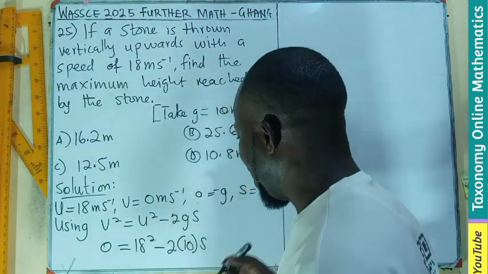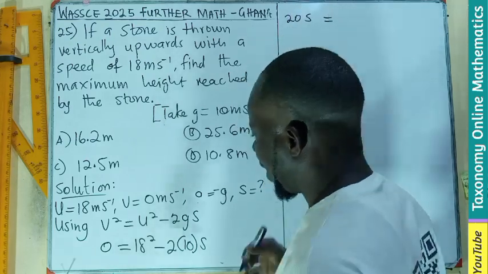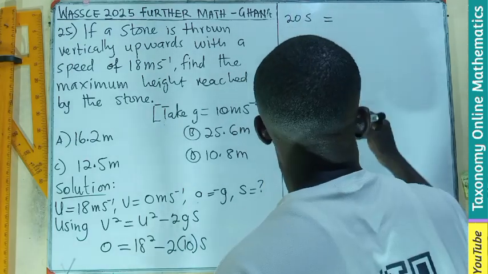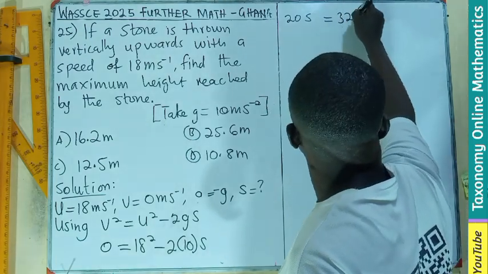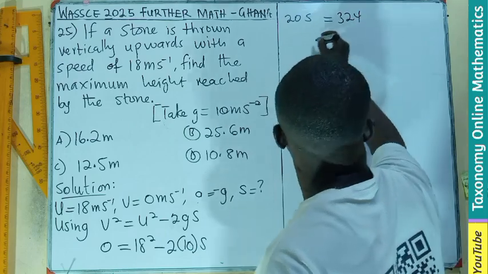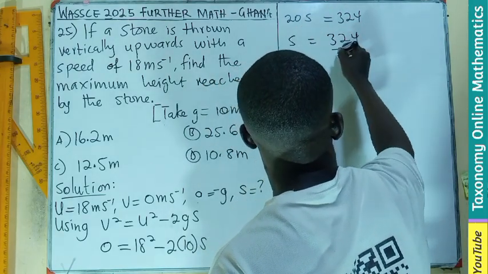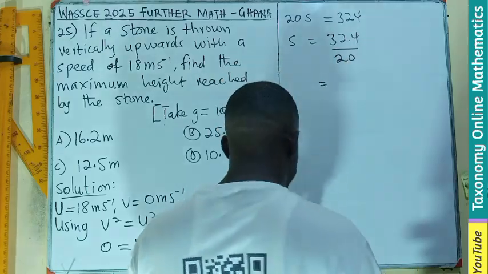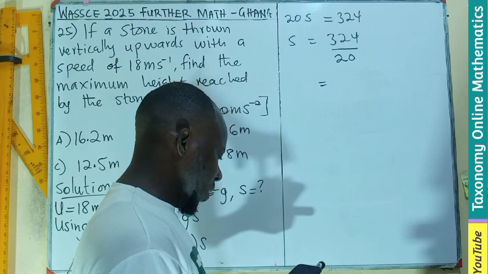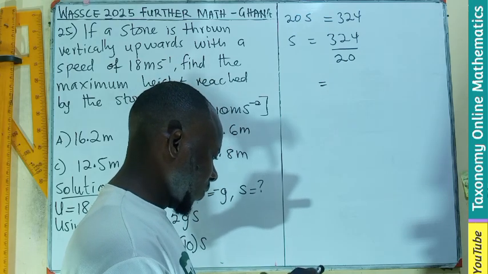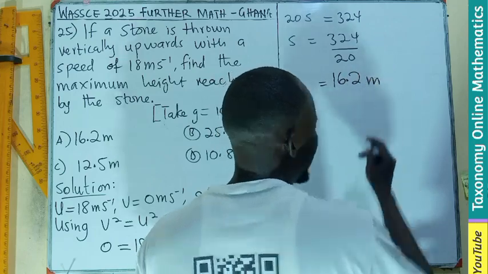So let's see. I have 20s equals to 18 times 18. Let's see. That will be, I think, 324, right? Then the s will now become 324 divided by 20. Let's put that in our calculator and see. 324 divided by 20. That will give you 16.2 meters.